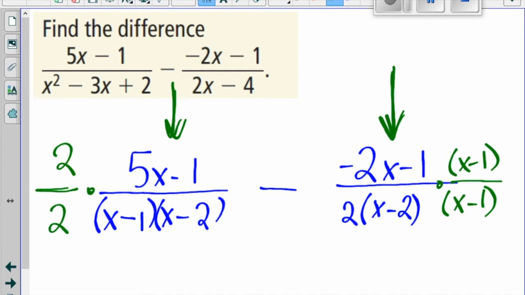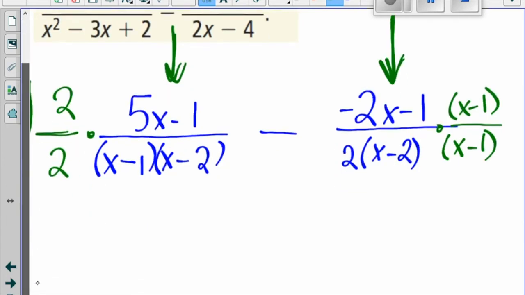And I think this is a little bit easier than writing x minus 1 times x minus 2 and 2 times x minus 2 on the side and using the least common multiple to figure out what it is. It's a little bit easier if we can just look at it and see this one needs this and this one needs that. Okay.